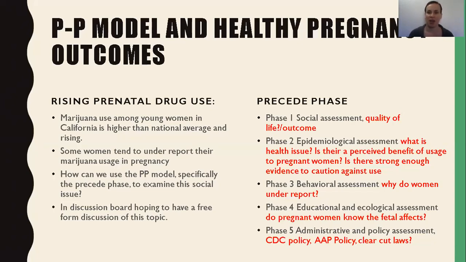So that's just my ideas. I'm hoping that we can, you don't have to come with a clear-cut idea. I just thought that maybe we could learn from each other, and we could use this PRECEDE-PROCEED model in order to look at pregnancy outcomes and the rising use of marijuana.